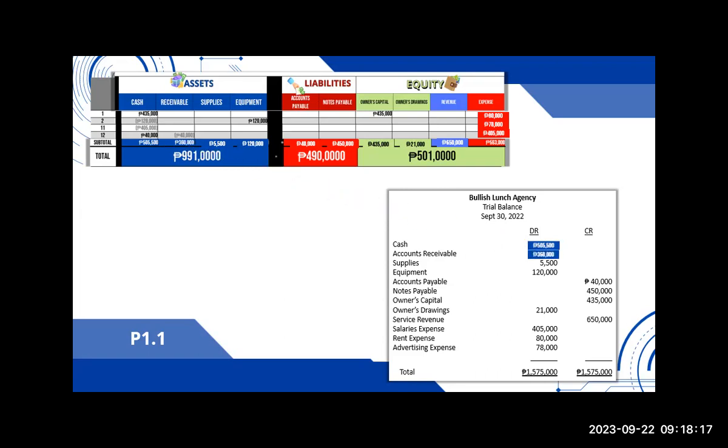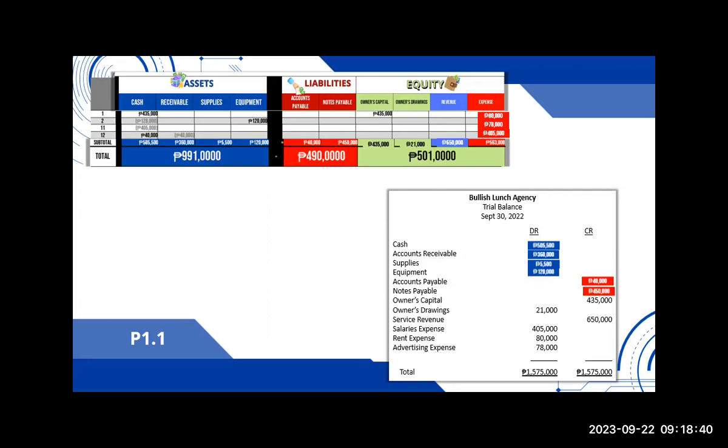360,000. Supplies, 5,500. And then equipment, 120,000. Next, we go to liabilities. So liabilities, accounts payable, 40,000. Notes payable, 450,000. So lahat yun nag-increase, so that's credit. Owner's capital increase at 435,000.